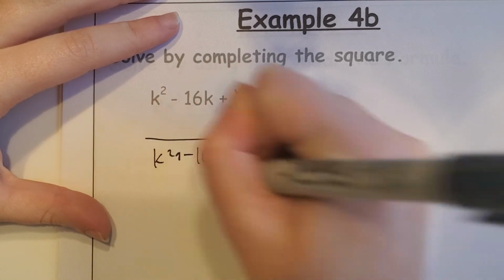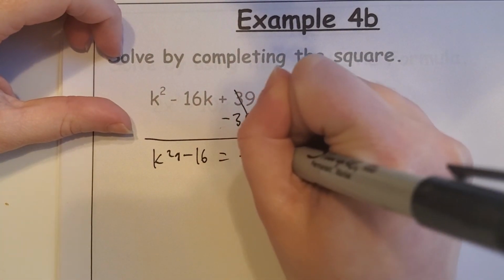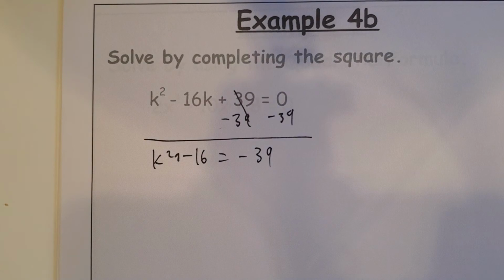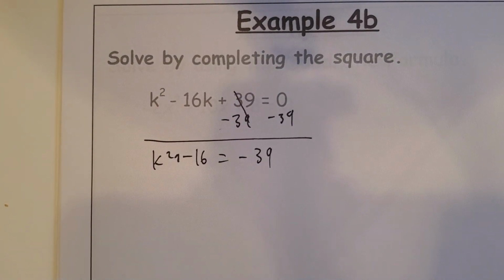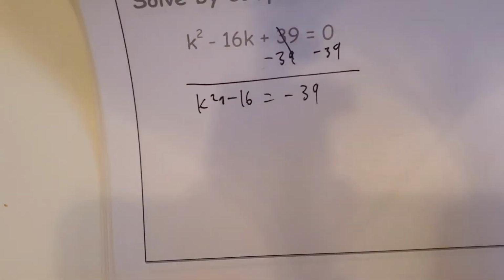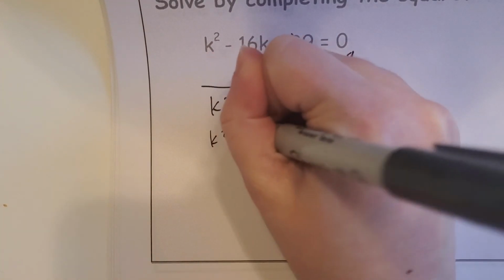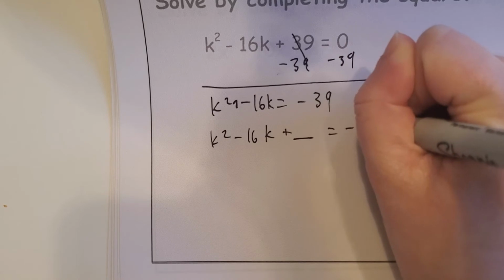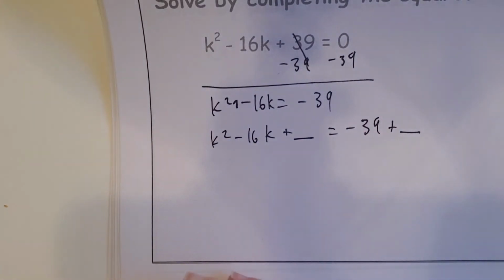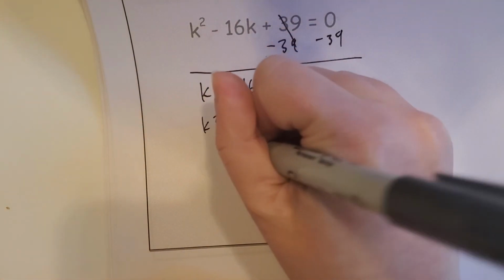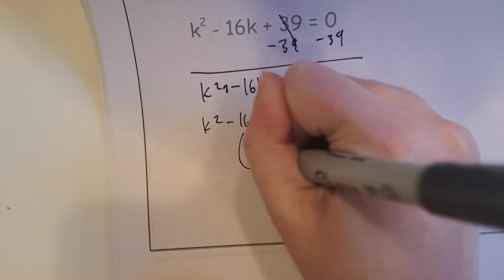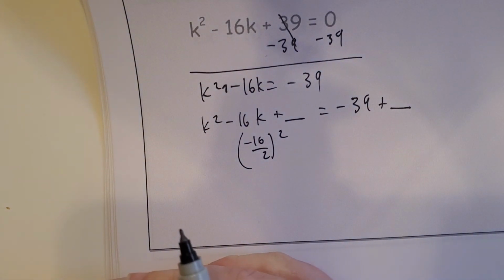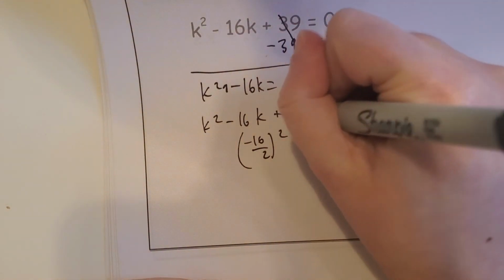Now this is a minus 16. Okay. And then it's exactly the same thing that we just did. So this should be K here. Plus blanks on both sides. Negative 16 over 2 squared. Negative 16 over 2 is negative 8. Squared is 64.